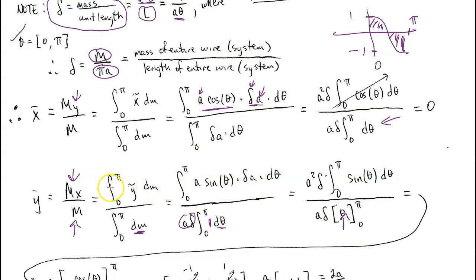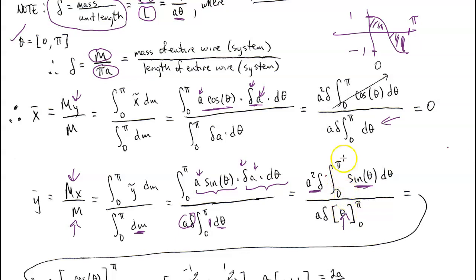Okay. In the numerator, we know that moment about the x is just the integral of y tilde dm. Y tilde is just going to be the y coordinate for a point on that circle centered at the origin with a radius of a. And of course, dm again is delta times the radius a times d theta. We factor out the a, the delta, and the other a. All those are constants. And then we just deal with taking the antiderivative of sine.